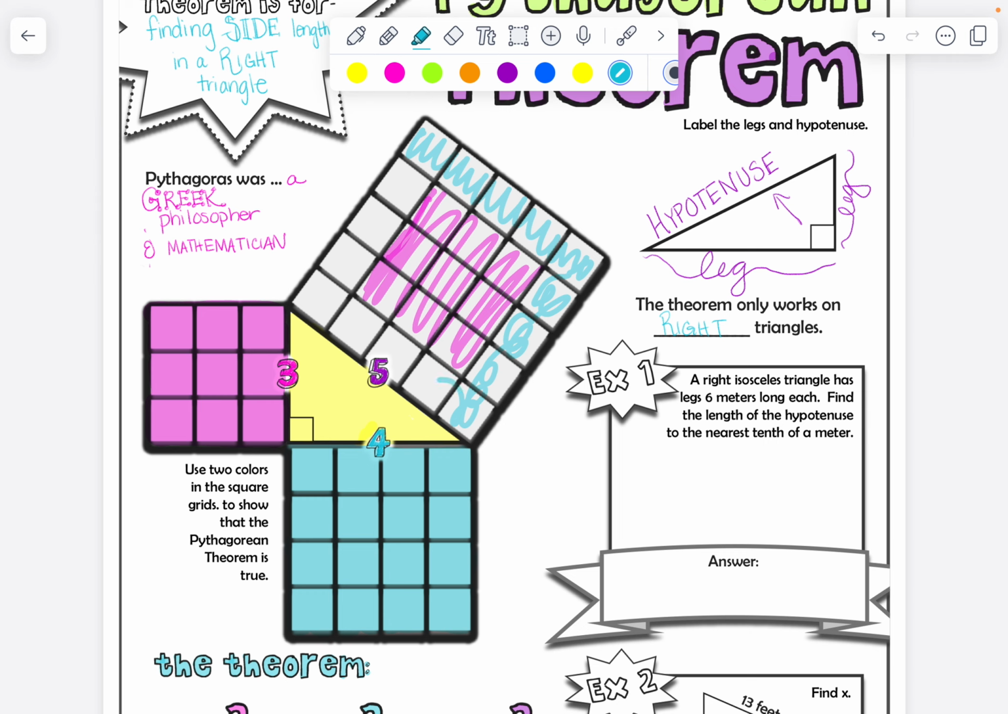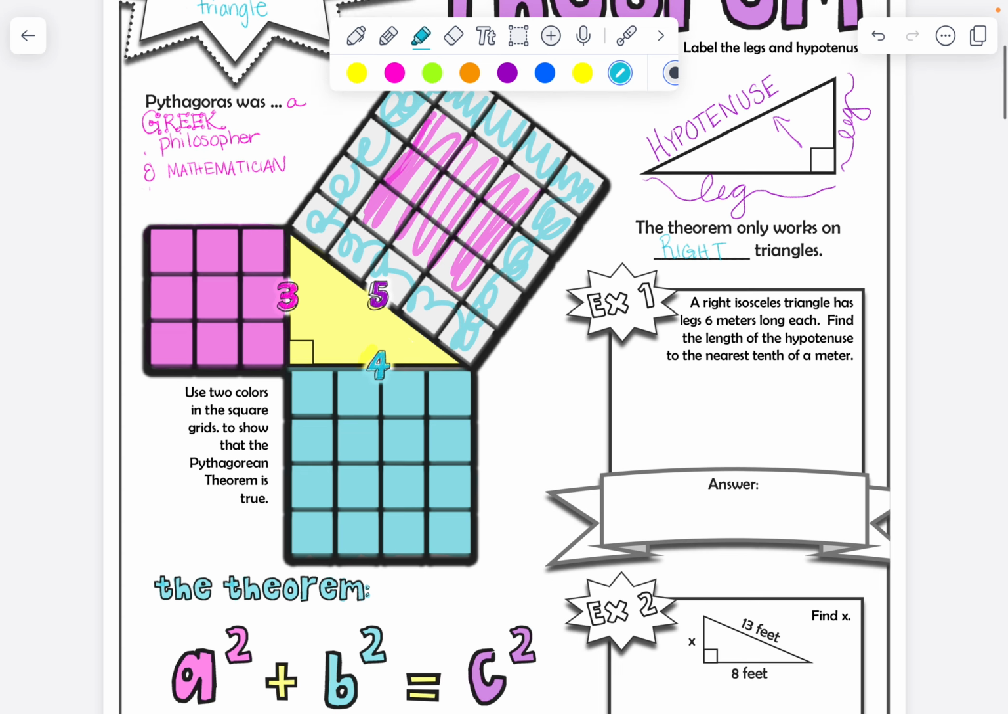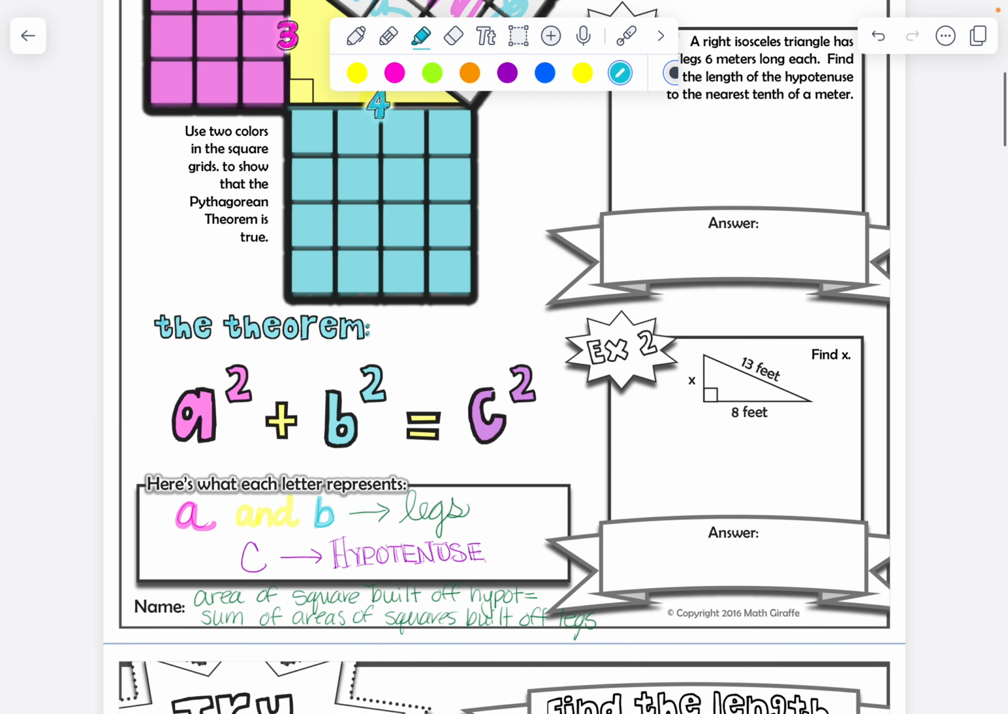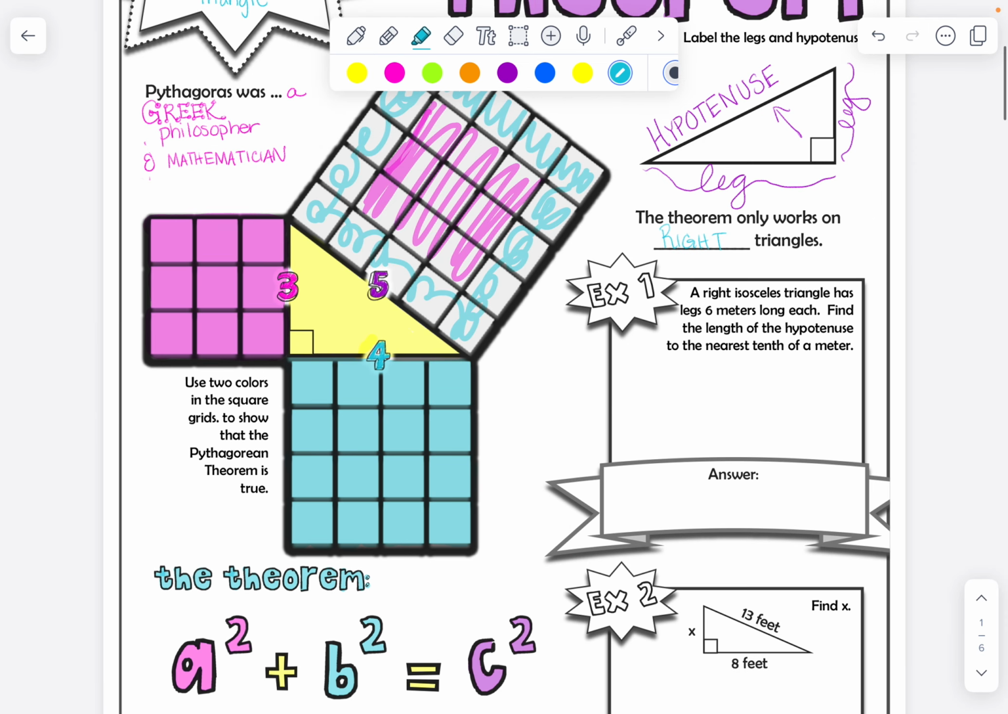So let's go ahead and try to actually use that and see what we get here, okay? First of all, we're going to look at example 1. It says a right isosceles triangle has legs 6 meters long each. Find the length of the hypotenuse to the nearest tenth of a meter.